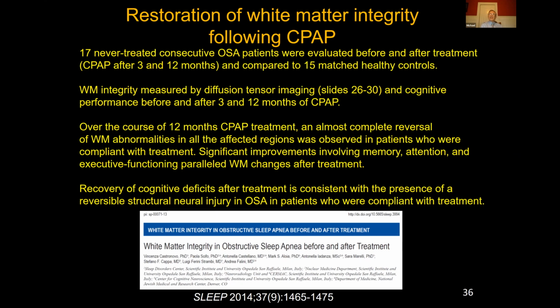The group also found significant improvements in memory, attention, and executive functioning, which parallel white matter changes. The executive functioning improvement would correspond with increased restoration in the prefrontal cortex area. But really, the big takeaway from this, and again, this was not that long ago a publication, is that there seems to be an association between the recovery of cognitive deficits after treatment, which suggests that there is a reversible neurologic injury with obstructive sleep apnea. So if people adhere to treatment, they may regrow some of that white matter.